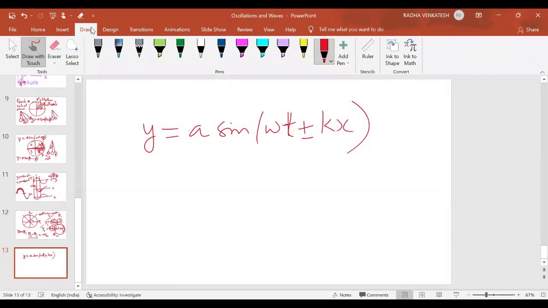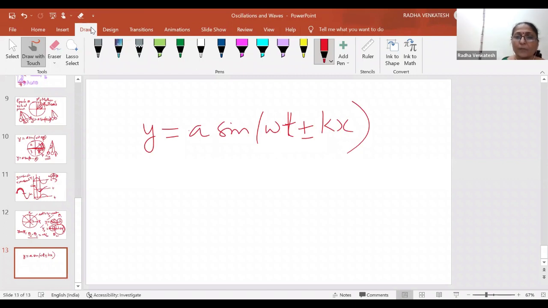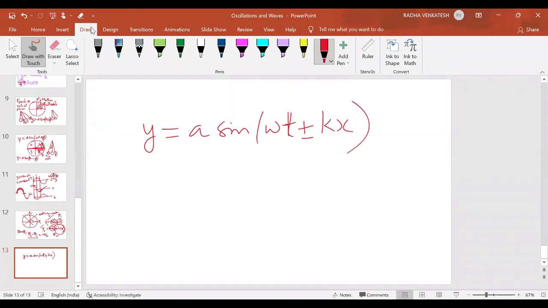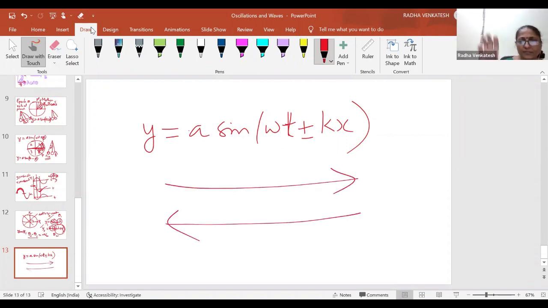When we are doing a plain progressive wave, we don't just stop with omega t, because the wave is moving. The displacement of the particles is going to change with respect to time, as well as it's going to be different with respect to position. So we are going to write the equation as a sine omega t plus or minus kx. Because the wave can move from left to right or right to left. These are the two directions that we generally practically consider.